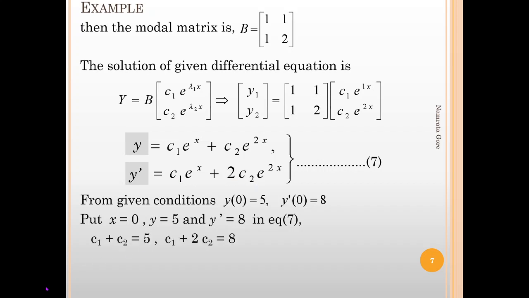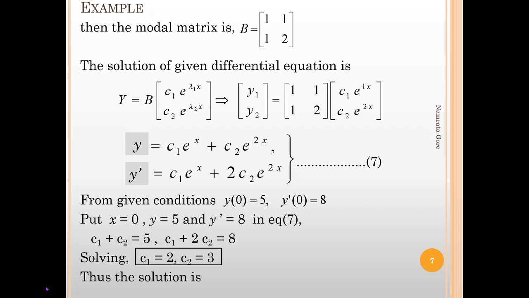So these two equations can be easily solved in your calculators or can be solved simultaneously to get values of C1 and C2 as 2 and 3. Our solution of the differential equation, where the derivative is of y with respect to x, is y equal to, substituting the values of C1 and C2, 2 e to the power x plus 3 e to the power 2x. This is the solution of the given differential equation.